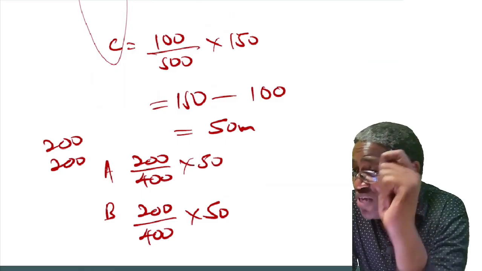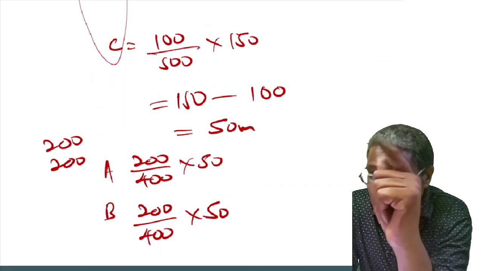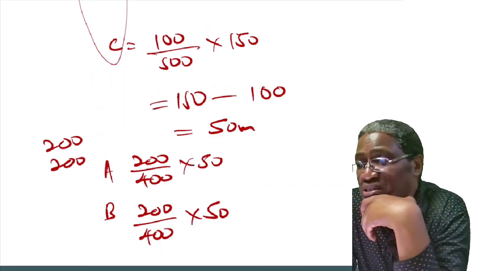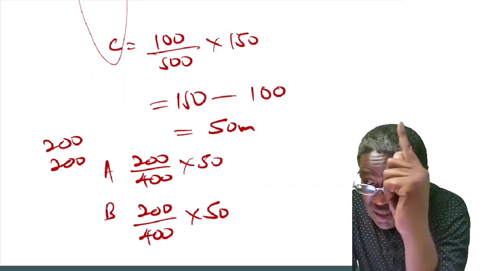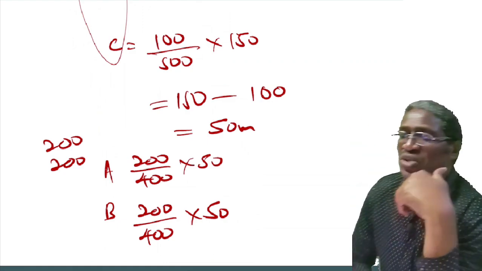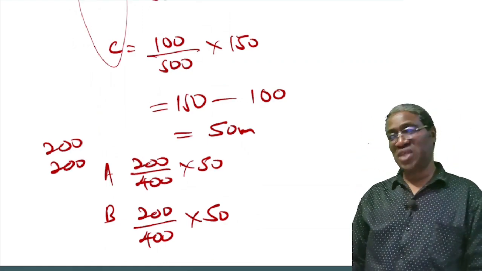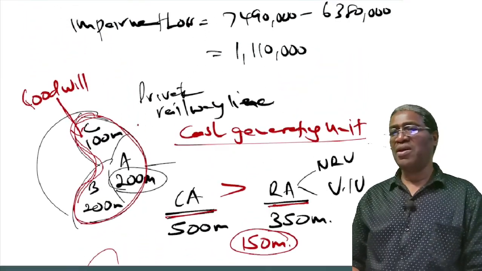So the first thing we shall be asking ourselves in any question is, is there goodwill in that group of assets? Maybe yes, maybe no. If there is, then you know what to do. Good. Fine. So now that you have understood, let me review before we put down the summary notes on this.